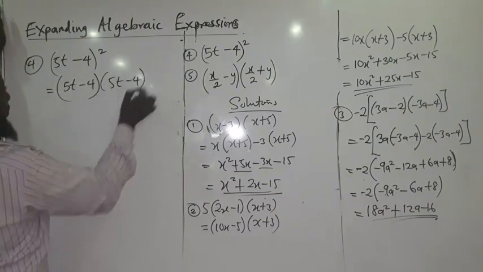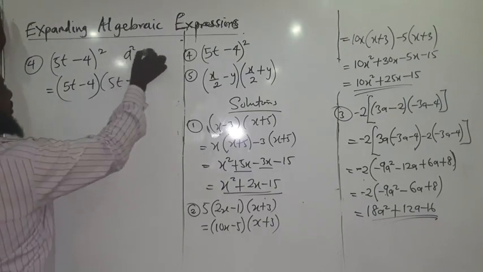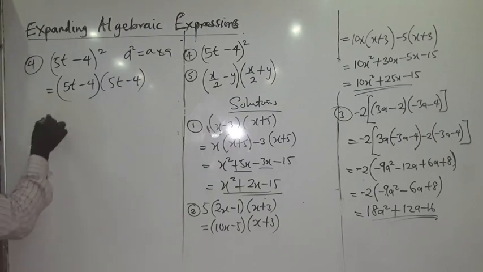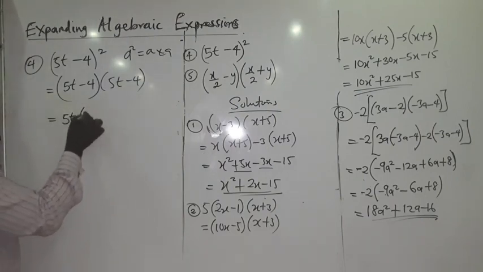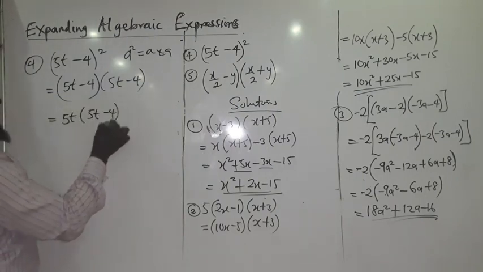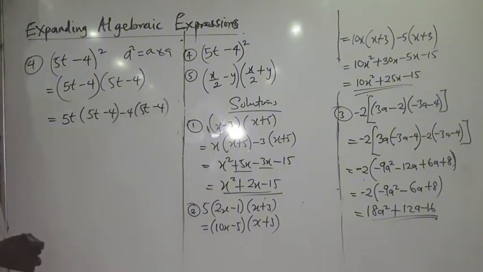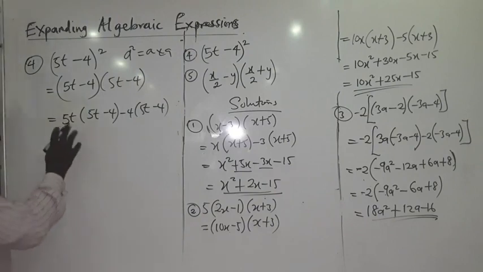5t minus 4. So it's just like when you have a squared, which means what? A times what? A. I hope I'm making sense. So that means we're going to have 5t minus 4 into 5t minus 4. Right? So the next is now open.